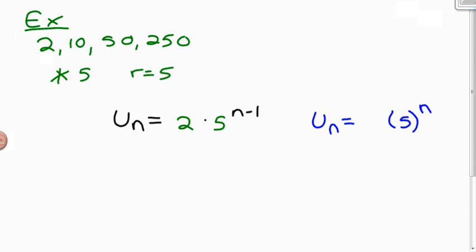So I already had my multiplier. Now I just have to find my y-intercept, which means I have to go backwards. Going forwards, I multiply by 5. Therefore, going backwards, I have to undo the multiplication, so I'm going to divide by 5. So 2 divided by 5 is 2/5. Both of these are completely acceptable equations for a geometric sequence, which are exponential functions.